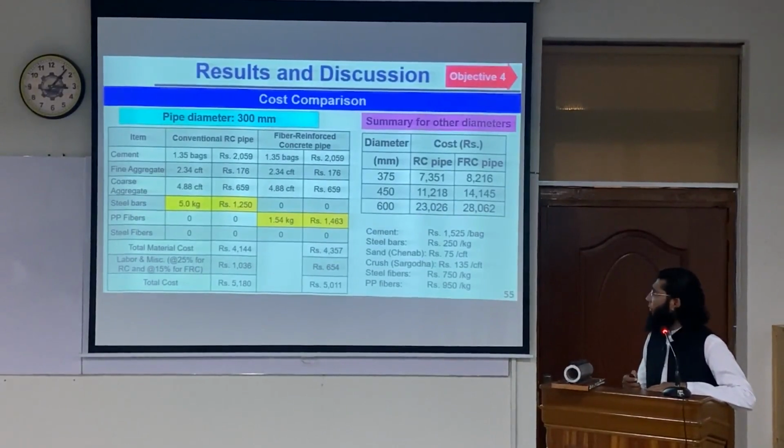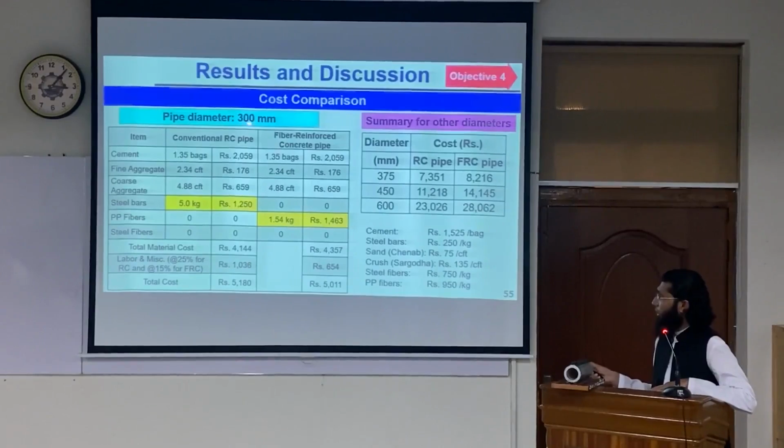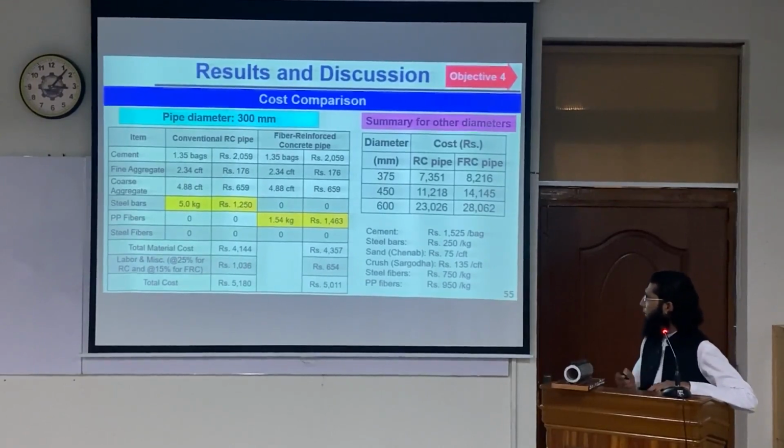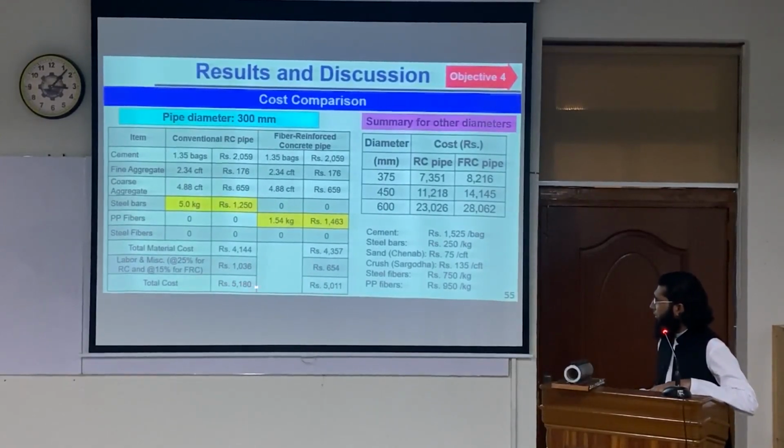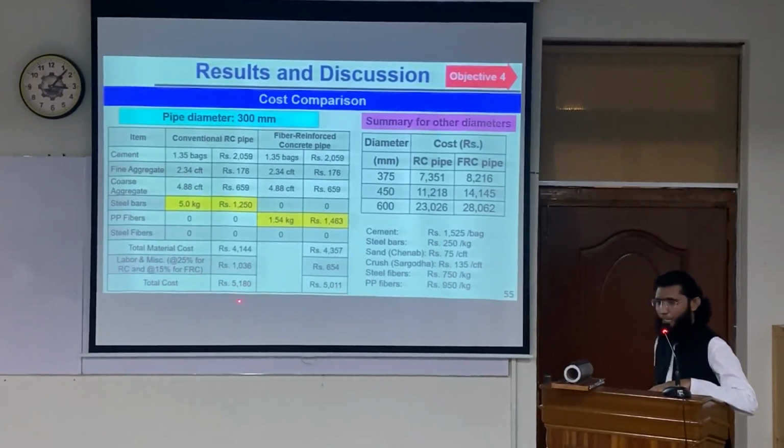Just to investigate the economic feasibility, a cost comparison was done. This is a detailed comparison for 300 millimeter diameter pipes. It can be seen that the comparison shows that the FRC pipes are comparable to conventional pipes as far as the 300 millimeter diameter pipe is concerned.